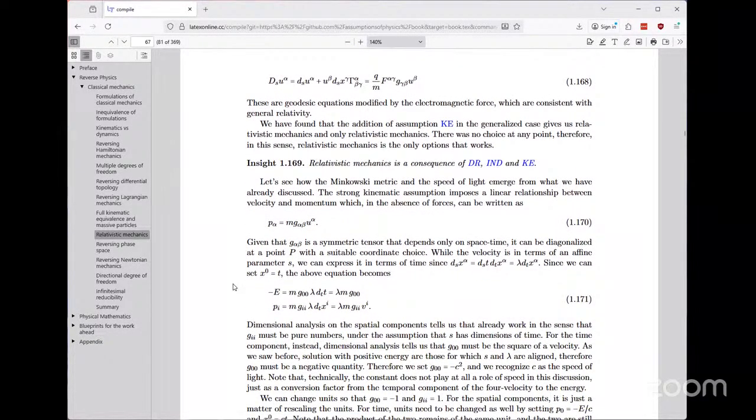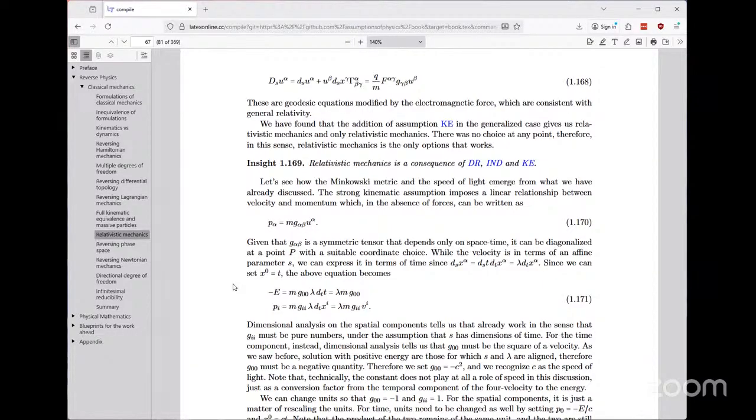Let's see how the Minkowski metric and the speed of light emerge from what we have already discussed. The strong kinematic assumption imposes a linear relationship between velocity and momentum, which, in the absence of forces, can be written as p ∝ m g v, with g the metric. Given that the metric is a symmetric tensor that depends only on spacetime, it can be diagonalized at a point P with a suitable coordinate choice.